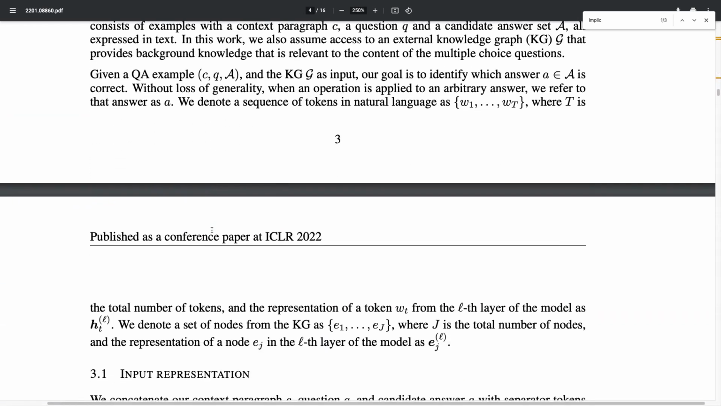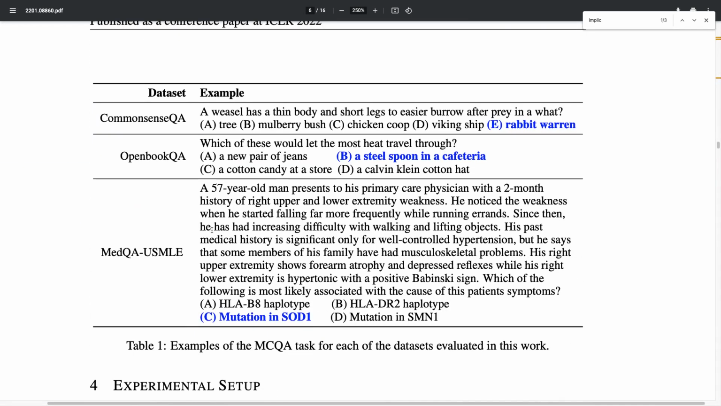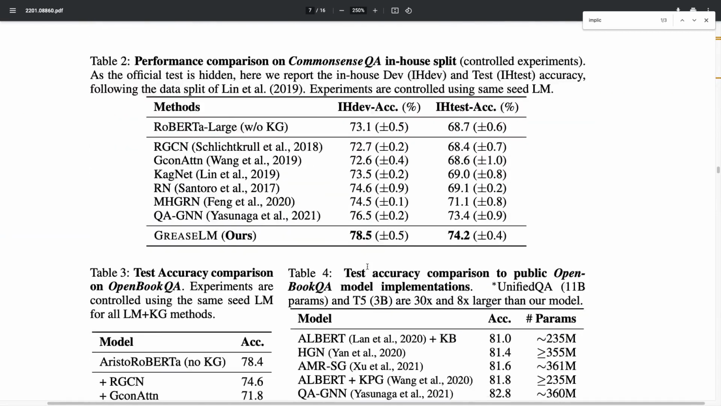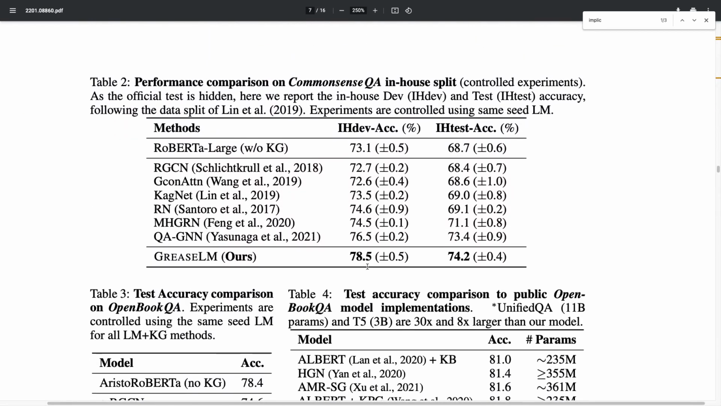And the authors test this language model on a few datasets focusing on common sense and more difficult types of question answering. Questions such as, a weasel has a thin body and short legs to more easily burrow after prey in a what? And there are a few options to be picked from. And what the authors find is that this language model with knowledge graph infused representations is able to outperform previous methods, which rely, for example, only on text. Here we have a Roberta large model without any knowledge graph. So GreaseLM is able to outperform it on the CommonsenseQA dataset.